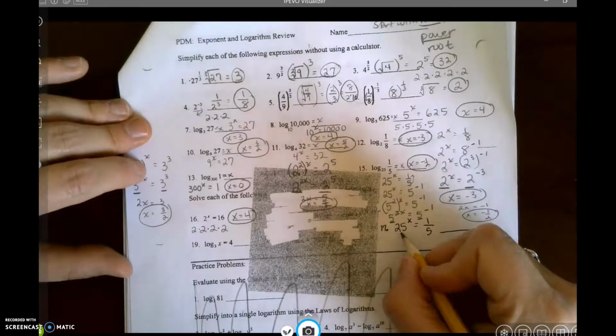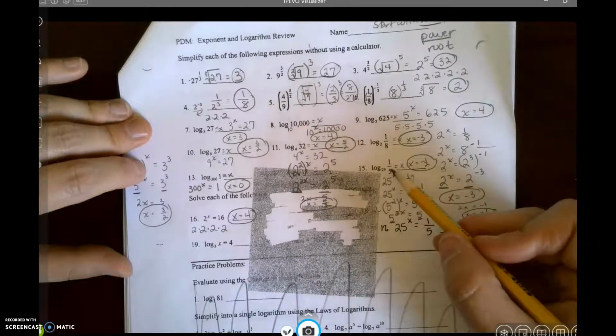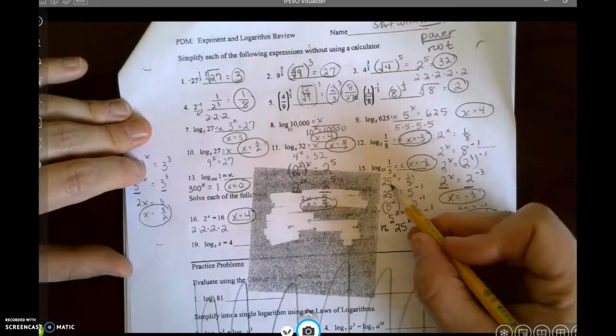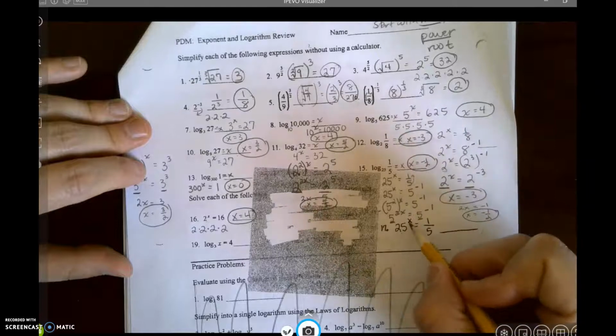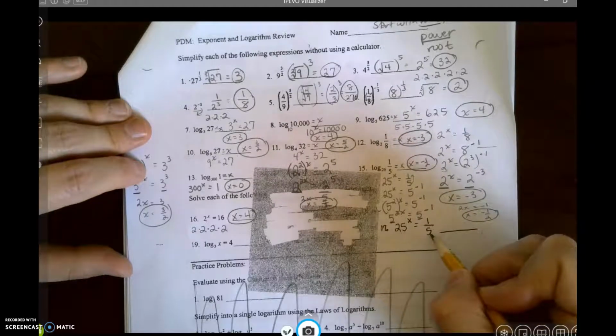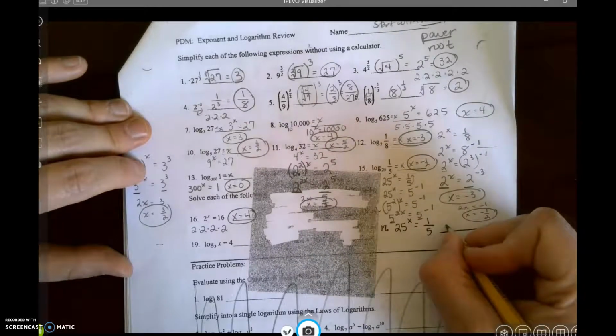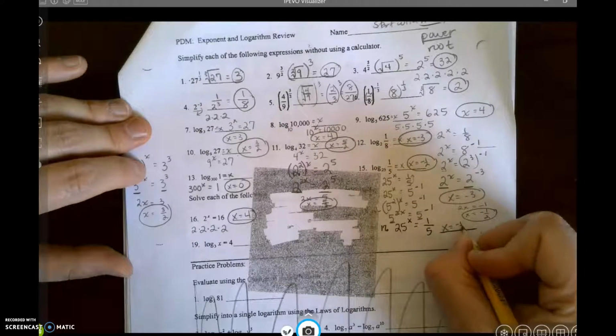17, notice, though it's written different than 15, comes out to 25 to the x equals 1/5. So this is the same problem as 15, so I already know my answer is x equals negative 1/2.